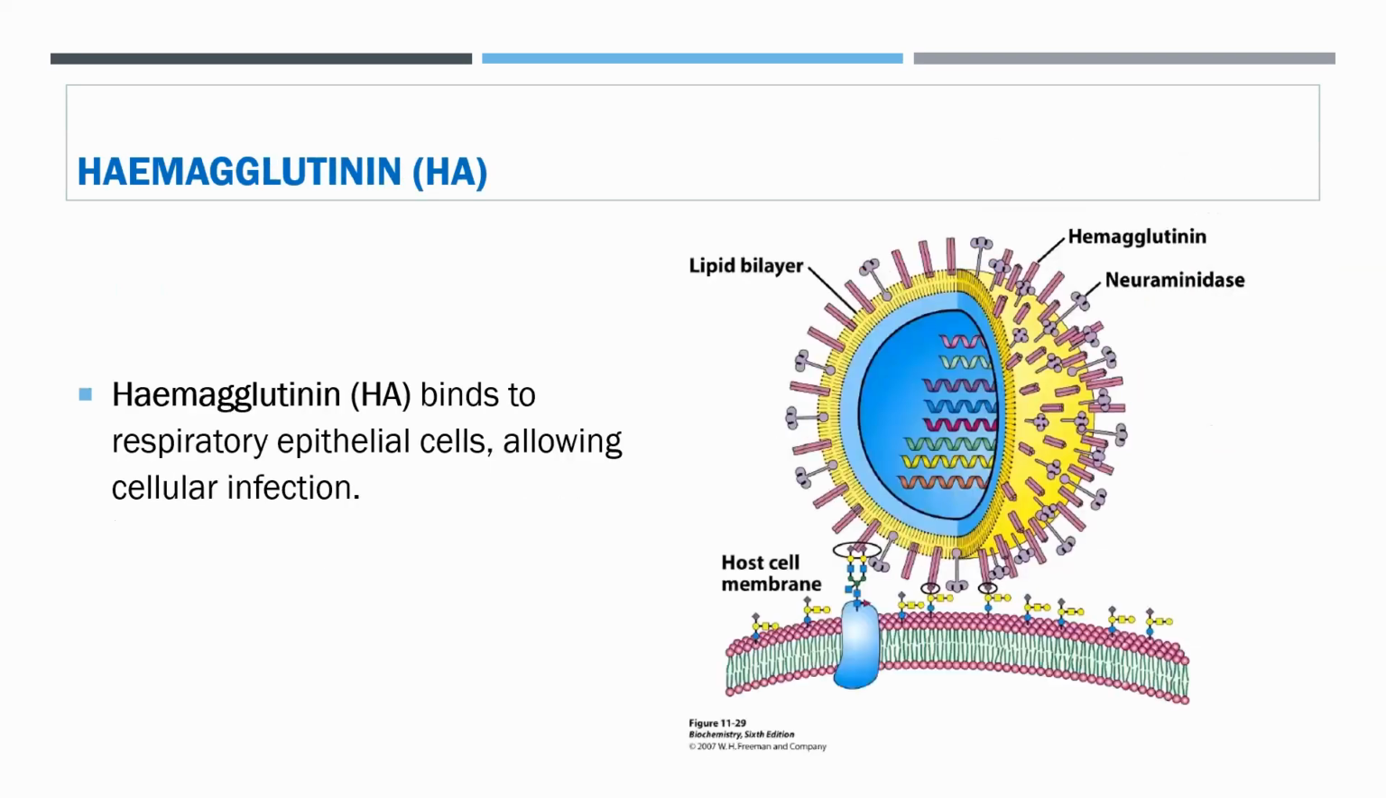So what is the role of hemagglutinin in the process of infection? Hemagglutinin serves to bind to the respiratory epithelial cells, and this will allow the virus to enter the cell, resulting in cellular infection. So if there is some mutation happening to the hemagglutinin, the virus may become more infectious or less infectious.